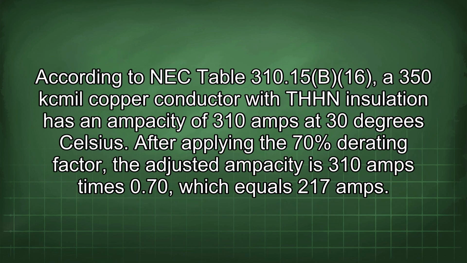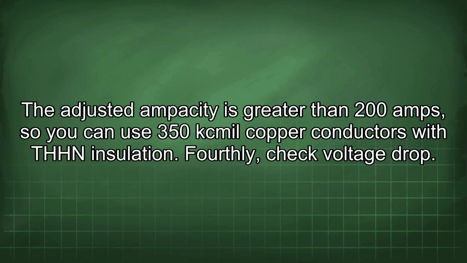According to NEC Table 310.15(B)(16), a 350 kcmil copper conductor with THHN insulation has an ampacity of 310 amps at 30 degrees Celsius. After applying the 70% derating factor, the adjusted ampacity is 310 amps times 0.70, which equals 217 amps. The adjusted ampacity is greater than 200 amps, so you can use 350 kcmil copper conductors with THHN insulation.